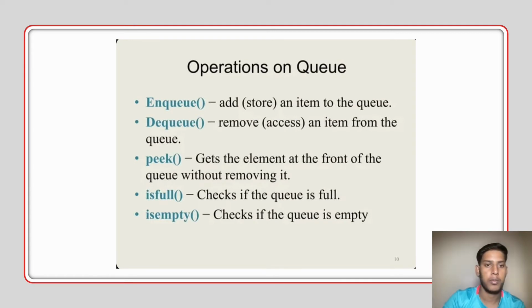Now, what types of operations are performed on a queue? Enqueue, dequeue, peek, is full, is empty. Enqueue: to store the item in a queue. Dequeue: remove the item from the queue. Peek: get the element at the front of the queue without removing it.